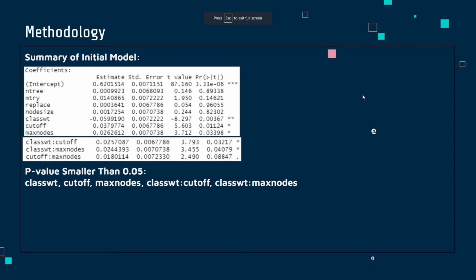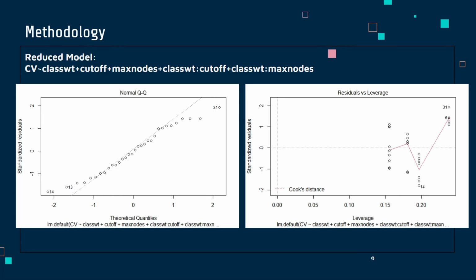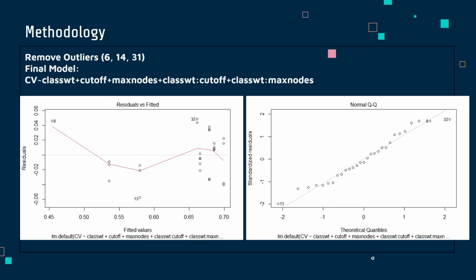To further improve our model, we have to select the significant parameters having p-value smaller than 0.05. I selected these 5 parameters for the next model. This model has 3 outliers. After removing the 3 outliers, I obtained the final model. There is no violation of any assumptions.